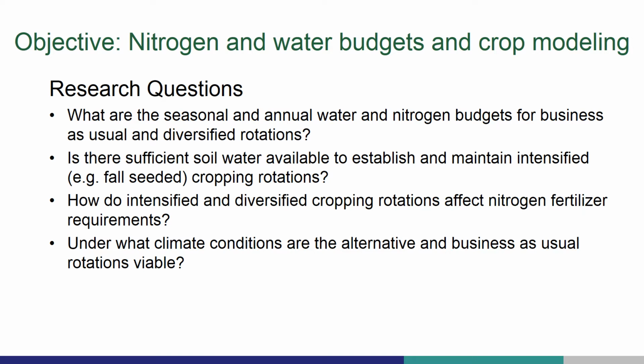The main objectives of this aspect of the project are really examining the seasonal and annual water and nitrogen budgets for these business as usual and diversified rotations. In the drier zones, is there sufficient soil water available to establish these more intensified fall seeded crop rotations, especially ones that are replacing crop fallow? How do these intensified cropping rotations affect nitrogen fertilizer requirements? And finally, under what climate conditions are these crop rotations viable?